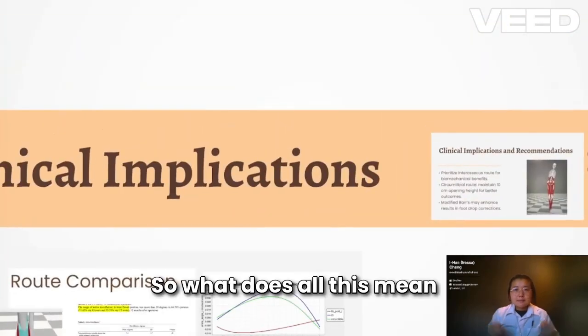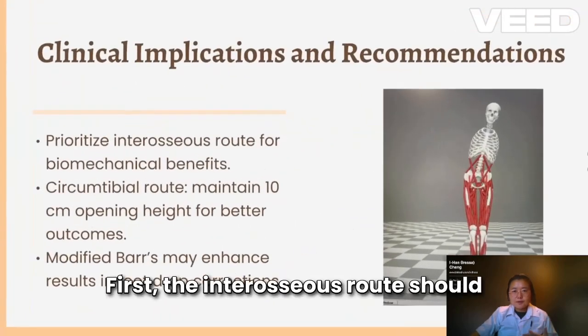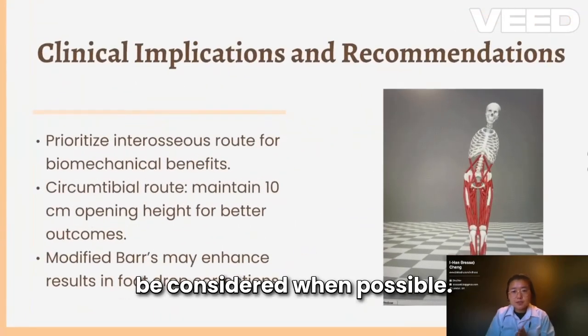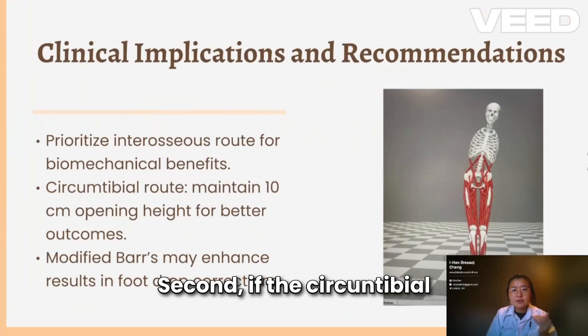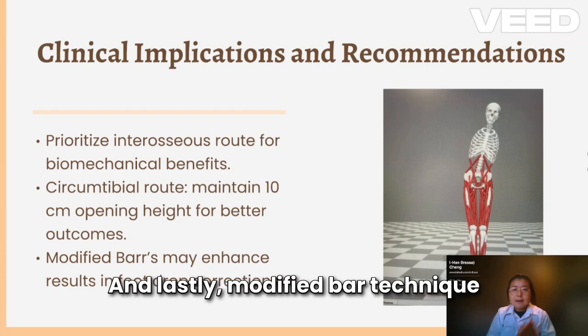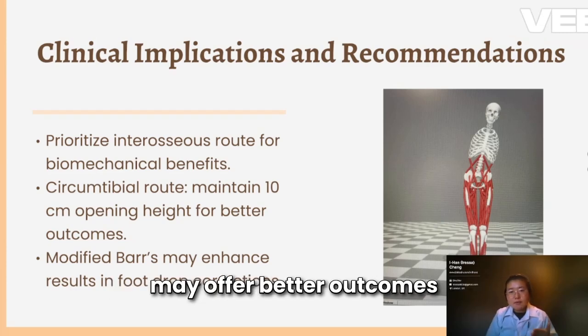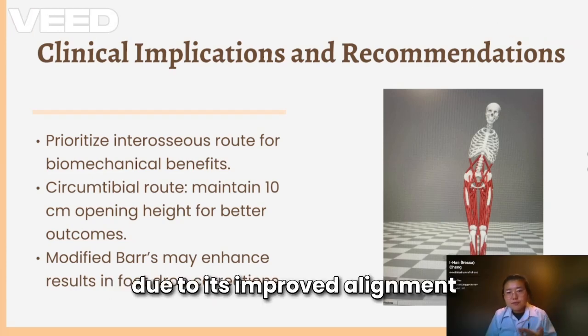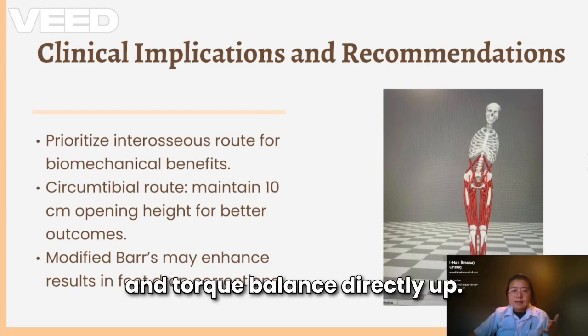So what does all this mean for clinical practice? First, the interosseous route should be considered when possible. Second, if the circumtibial route is used, 10 centimeter is the optimal opening height. And lastly, modified Bars technique may offer better outcomes due to its improved alignment and torque balance.